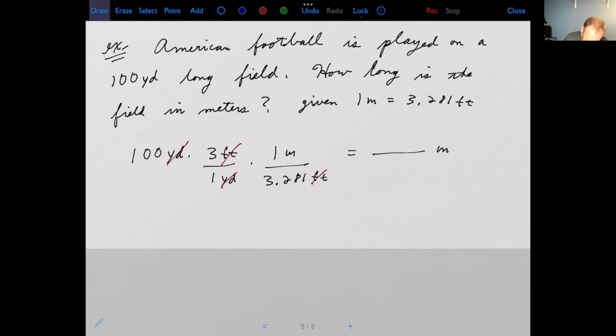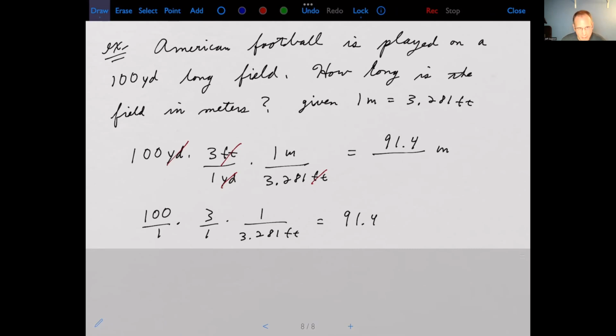So if you multiply this out, 100 over 1 times 3 over 1 times 1 over 3.281, you're going to get like 91.4. So a 100-yard football field is equivalent to 91.4 meters, right? That'd be the length of it in meters.